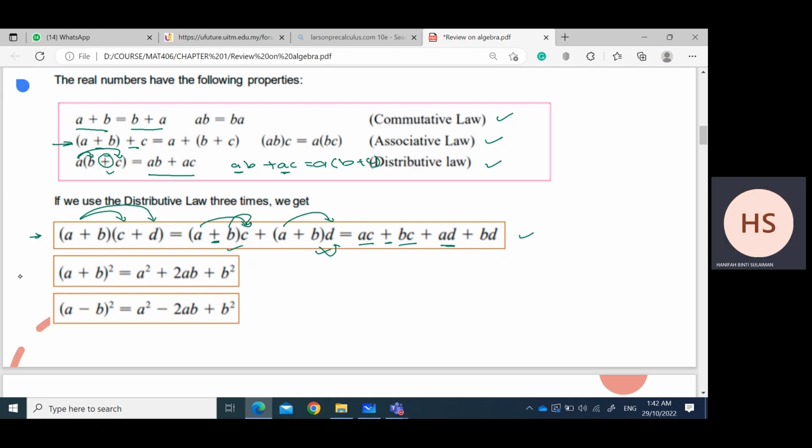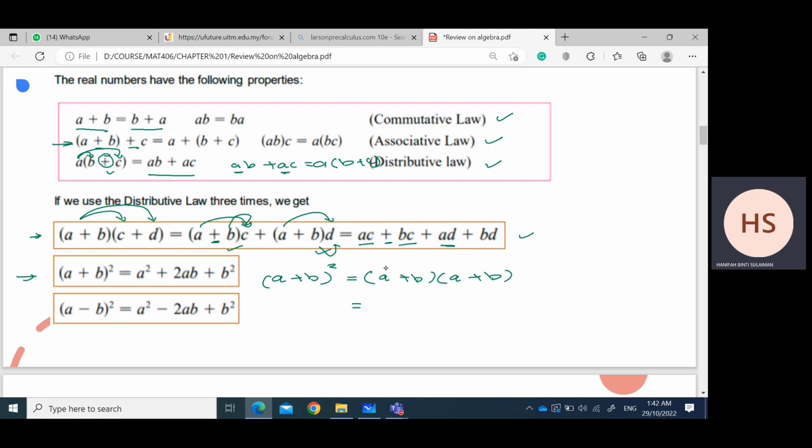Okay, so contoh yang kedua, we have (A + B), the whole thing to the power of 2. Okay, so we have A squared plus 2AB plus B squared. So yang ini, it is actually from (A + B) to the power of 2. It is also equivalent with (A + B) times (A + B). Okay, so macam mana you nak solvekan dia?